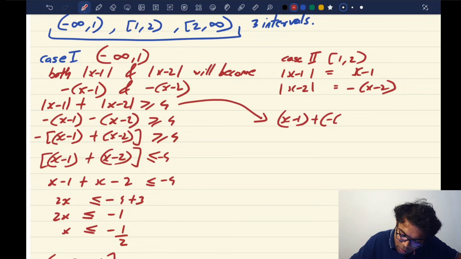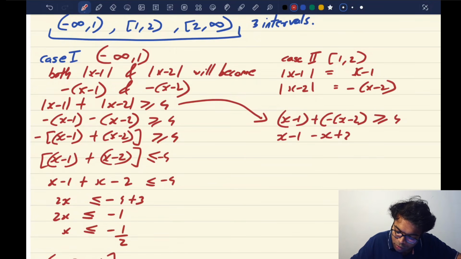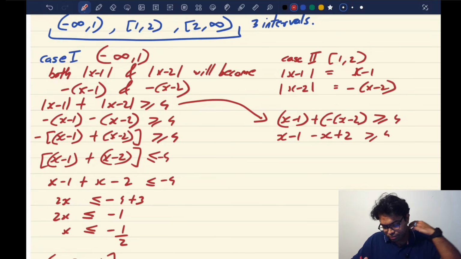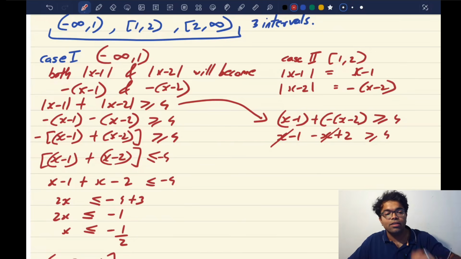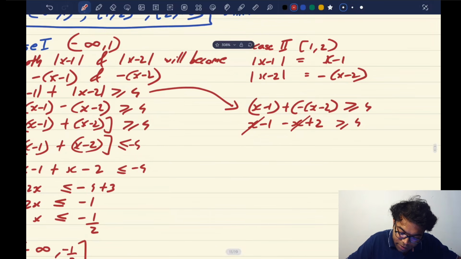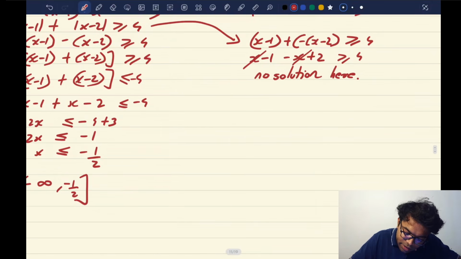plus minus of (x minus 2) should be greater than or equal to 4. x minus 1 minus x plus 2 will be greater than or equal to 4. Okay, so the x gets cancelled, right? This x here and here gets cancelled. Since the x has already gotten cancelled, there is no solution here. No solution here.